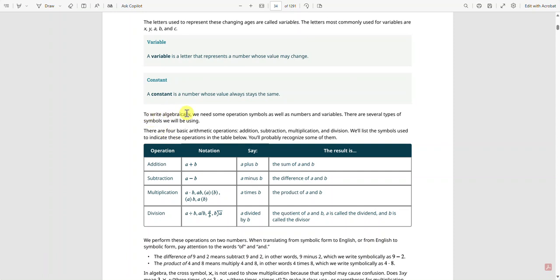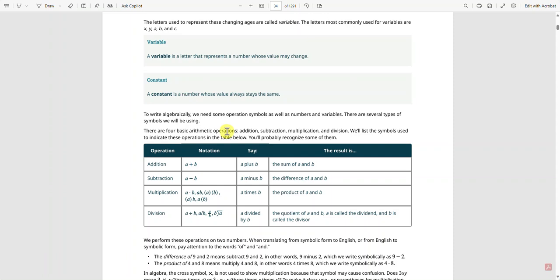To write algebraically means in a way that's useful for algebra. To write algebraically, we need some operation symbols as well as numbers and variables. We need some symbols that represent operations. There are several types of symbols we will be using, and this is quite simple, right? There are 4 basic arithmetic operations.